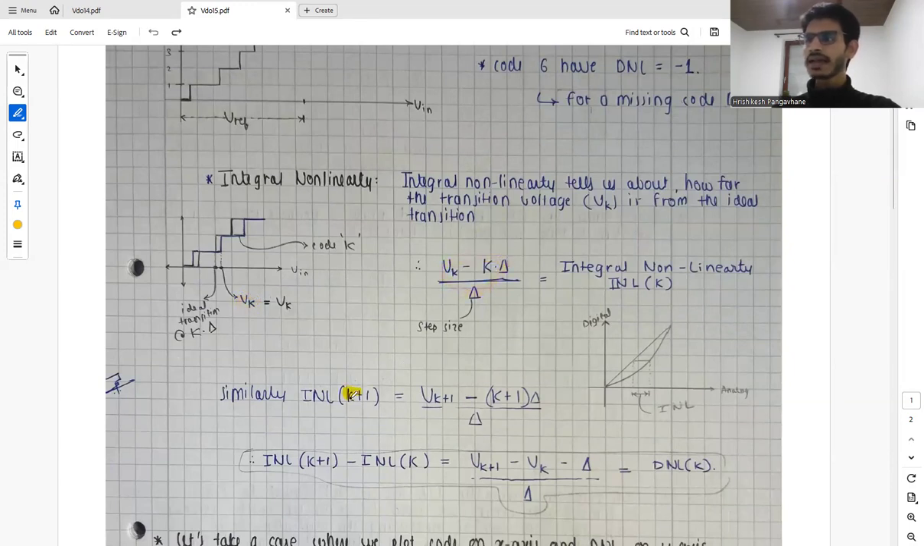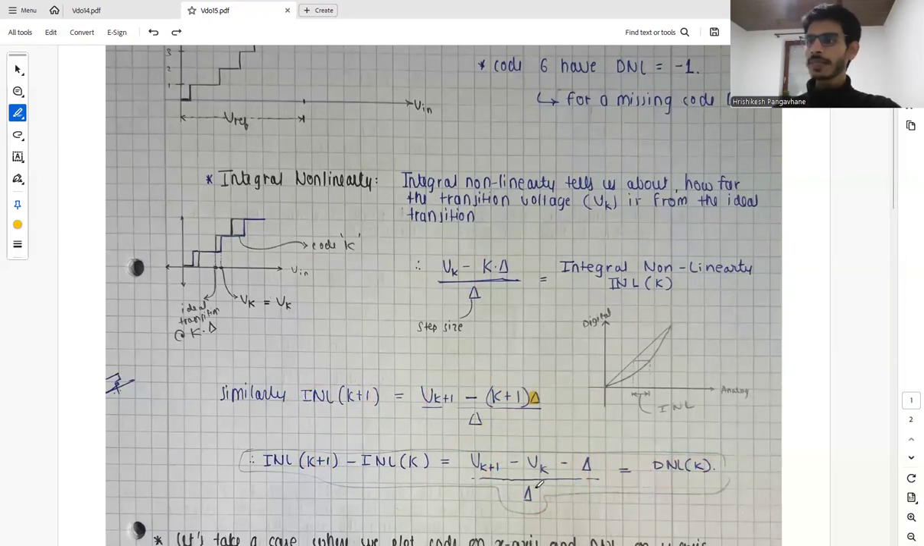Then INL for K plus 1. For the next code, we have again Vk plus 1 minus K plus 1 times delta, divided by delta. When we take the difference between two consecutive INLs, we have INL of K plus 1 minus INL of K, so this quantity minus this quantity, which comes out to be this, and in the end gives us DNL at K.